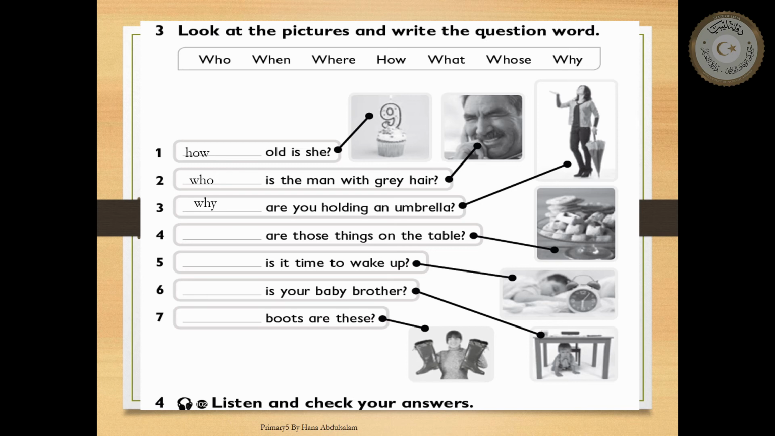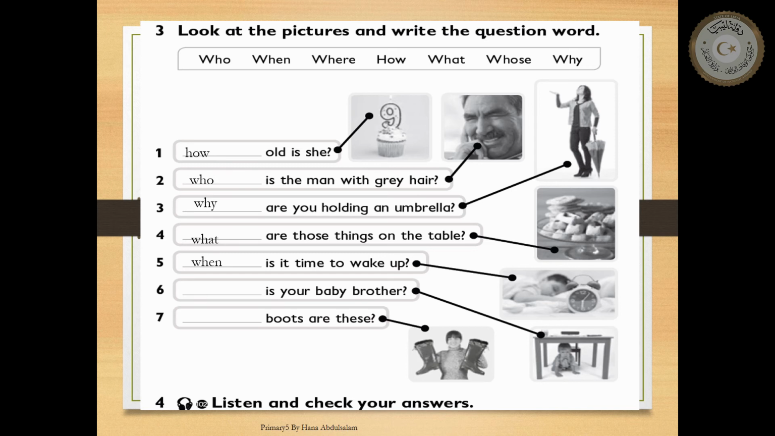Okay, now we are going to number 4. Can you answer this question by yourself? Okay, we ask about these things on the table. So about things. So the question should be what? Excellent. What are those things on the table? Okay, number 5. Is it time to wake up? So time. Muhammad, can you answer it? When? Good boy.